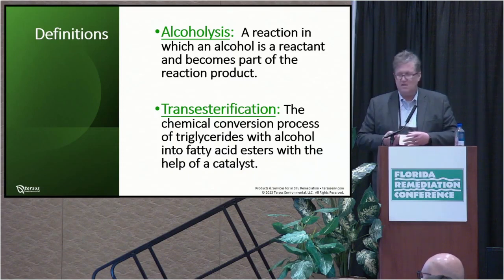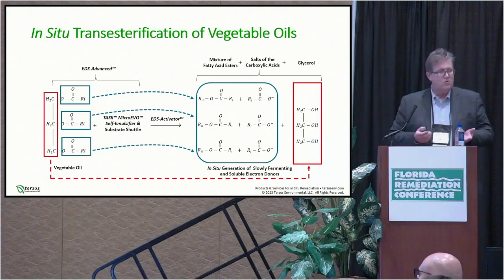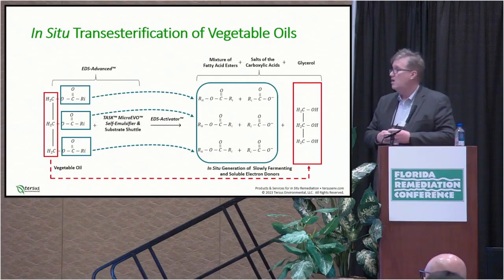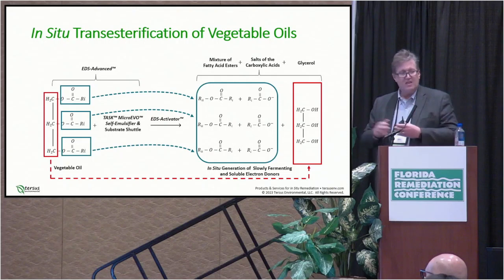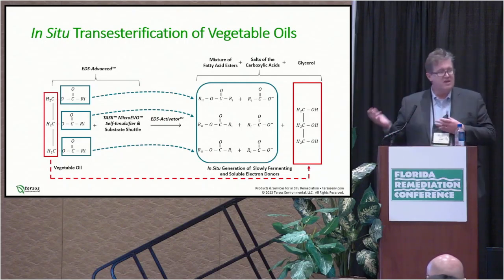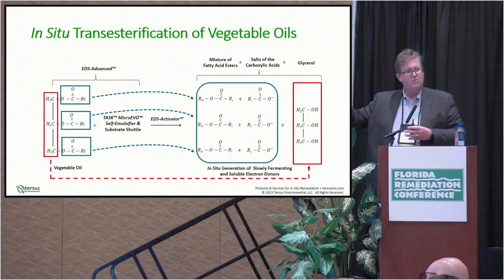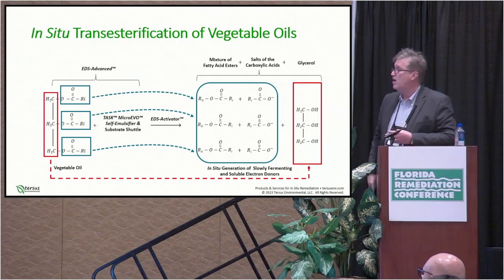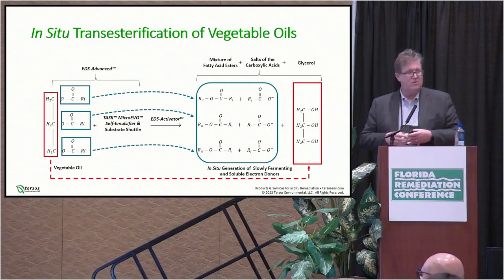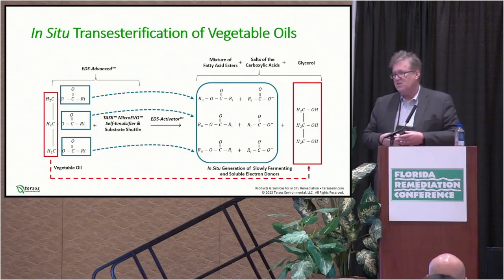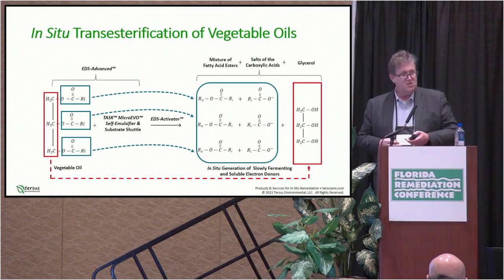And so the way that chemistry works, we have vegetable oil. I'm showing here the triglyceride. We're going to add to that a catalyst, what we call EDS activator. So that's like an alkyl oxide with excess alcohol. For every 1 mole of vegetable oil, we really need 3 moles of an alcohol in this process. And with that process, we're going to generate some glycerol, hence alcoholysis, as well as some fatty acids and then carboxylic acid salts.